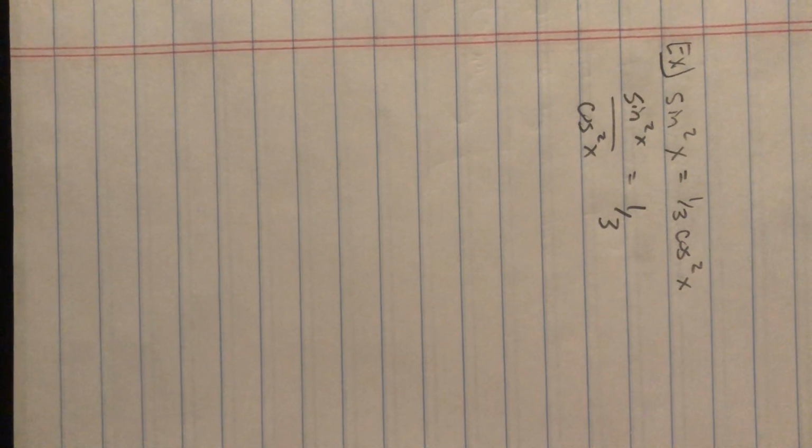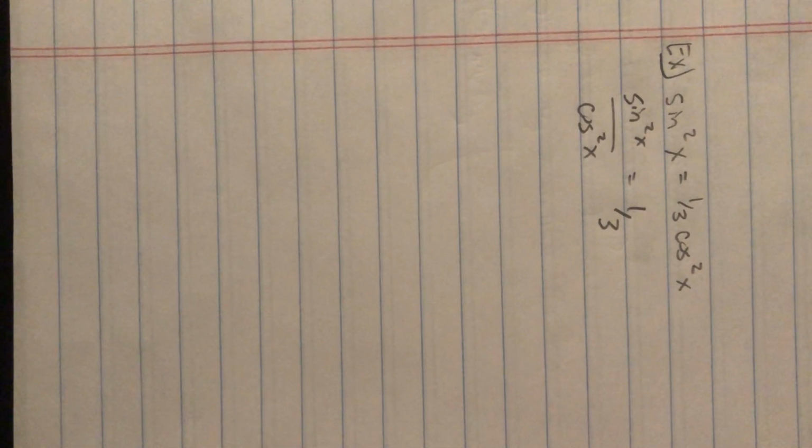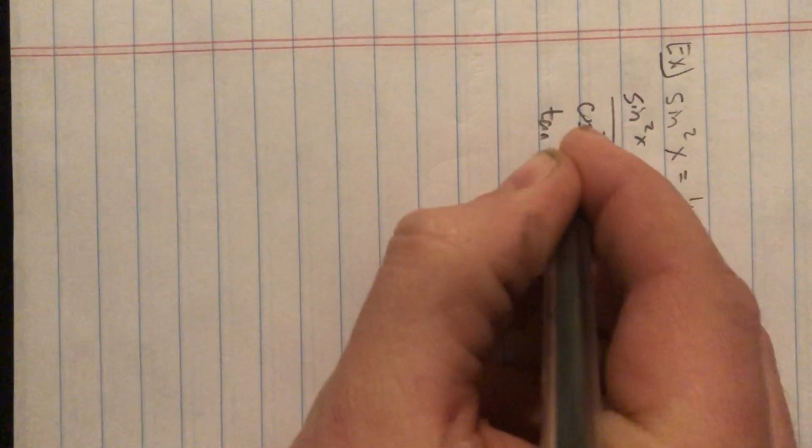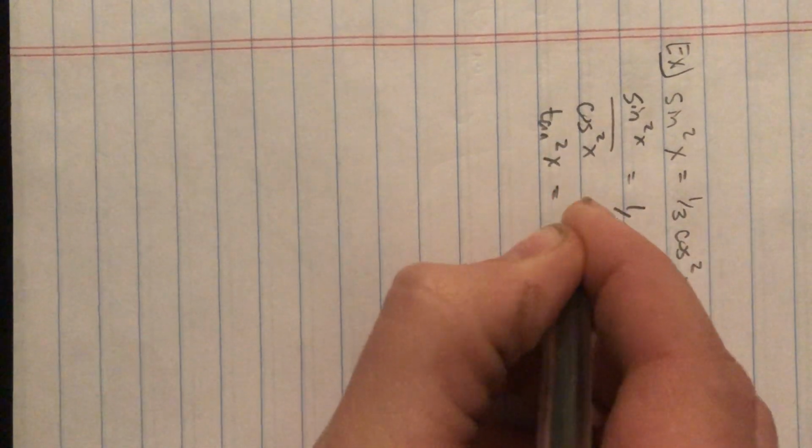Alright, and earlier I said that we were going to use one trig identity. This is a trig identity that we're using. Sine over cosine. Well, we know sine over cosine is tangent. Since they were both squared, it's tangent squared.